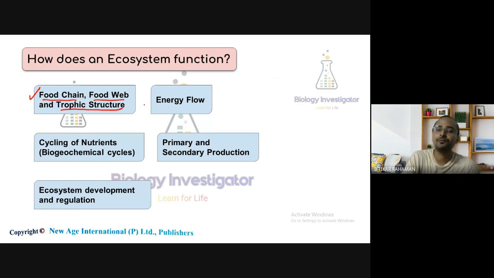ইজ এনার্জি ফ্লো। কোনো কিছুই এনার্জি ছাড়া থাকতে পারে না। ইকোসিস্টেম ইজ অলসো dependent on energy. Okay, ecosystem is dependent on energy. So energy flow is an important thing in ecosystem. Next, cycling of nutrients.